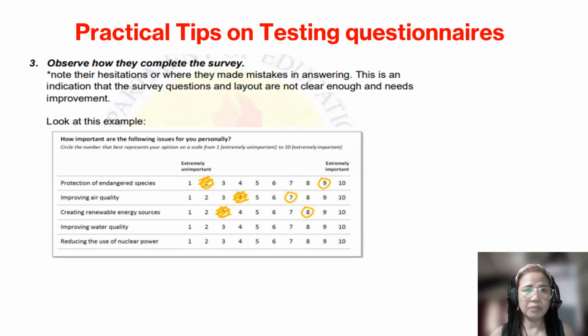So these are some practical tips on testing your questionnaires. Observe how they complete the survey. Note their hesitations or where they made mistakes in answering. This is an indication that the survey questions and layout are not clear enough and need improvement. So this is an example of some confusing questions. You have to be certain, you have to be definite on how they will answer your questionnaire.